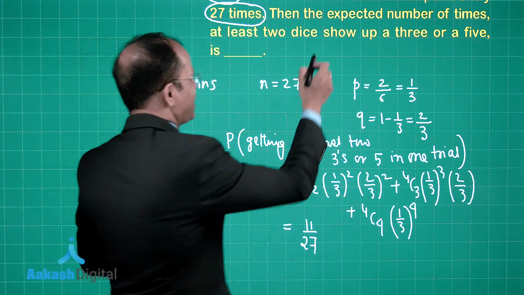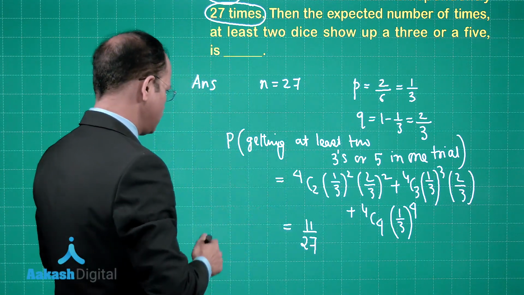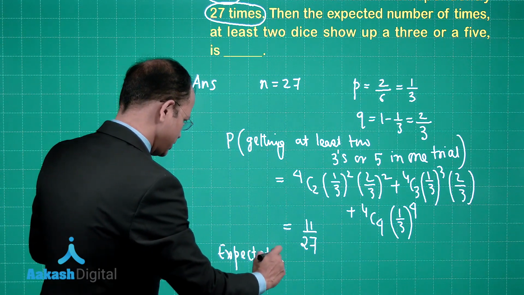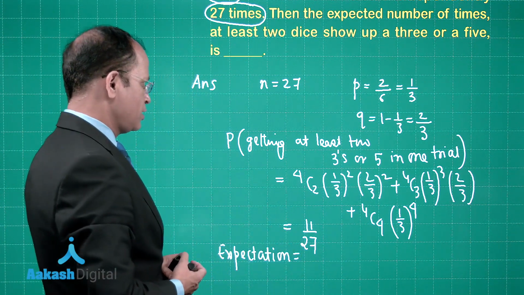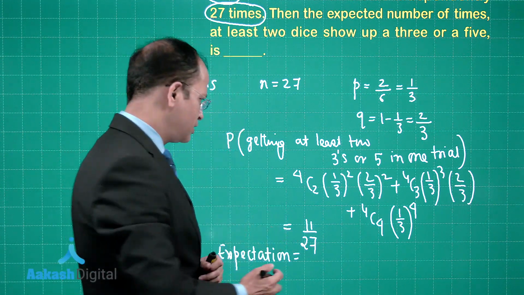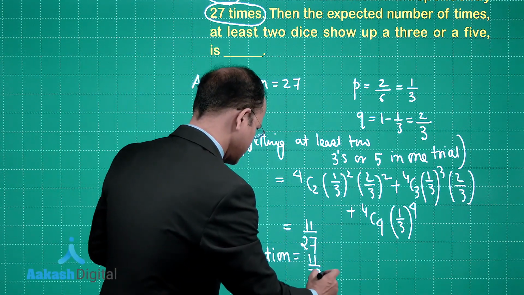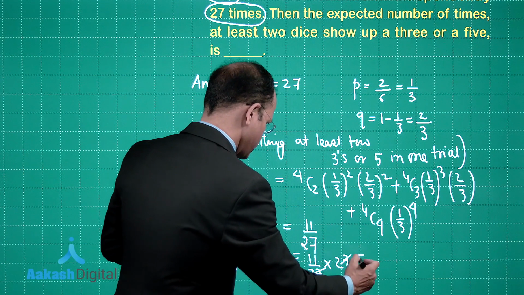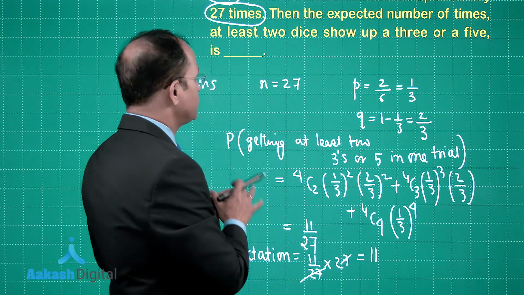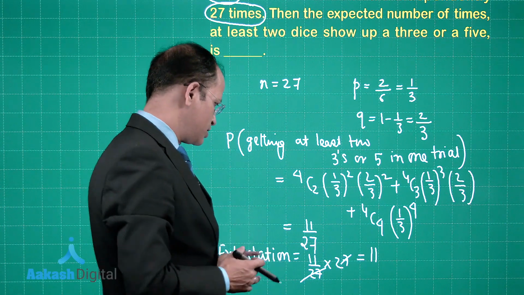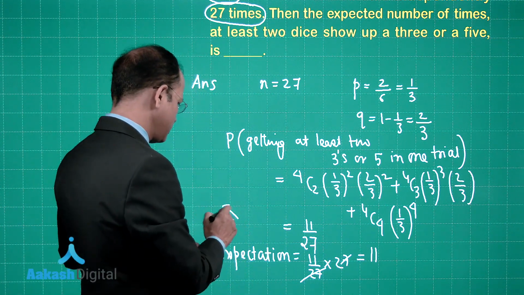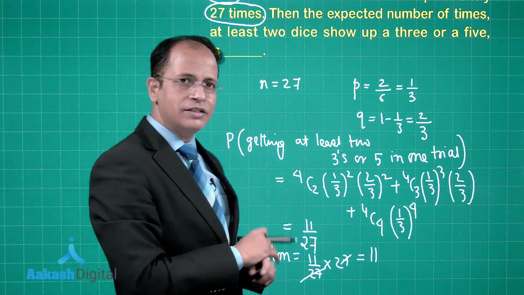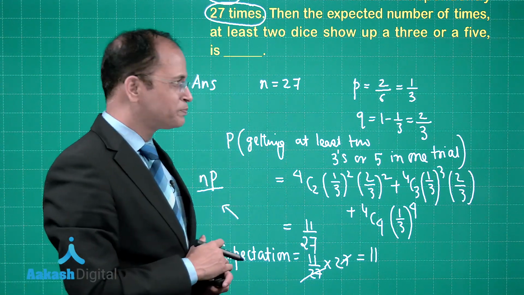And we have been asked to find the expected number of times. That is the main part we are talking about. So when you say expectation, right? So what we have, we can just write this as 11 by 27 times 27, which is coming out to be 11. So yes, we have been asked to find the expected number of times, which is nothing but np. So this formula for expectation is nothing but np here, right? So this is a very interesting problem we have. Now let me go to the next one.